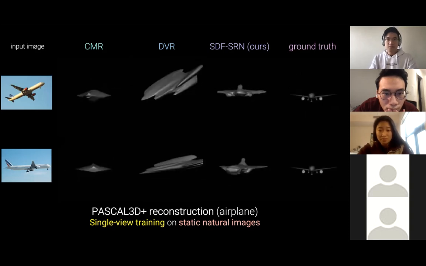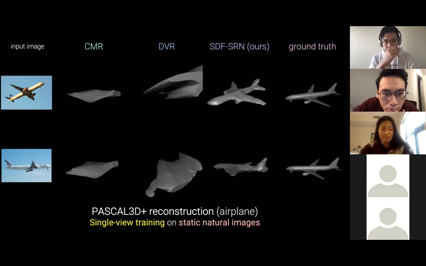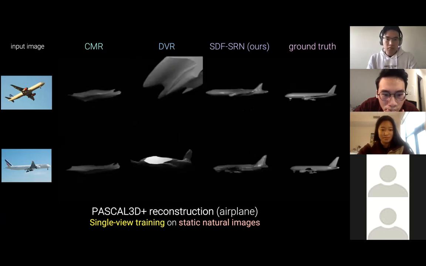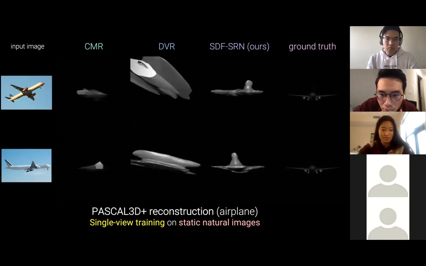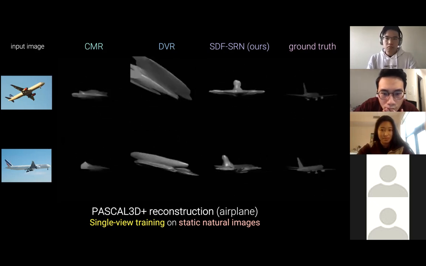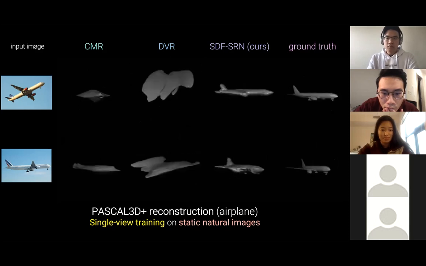One more question here. The shapes look very smooth. Did you try to do anything to get high frequency details? Like a different position encoding, or taking any local features?